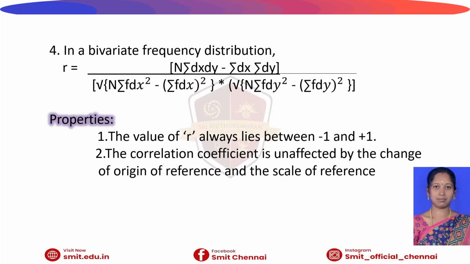Properties. The value of r always lies between minus 1 and plus 1. The correlation coefficient is unaffected by the change of origin and the change of scale. Then we are going to see some problems.